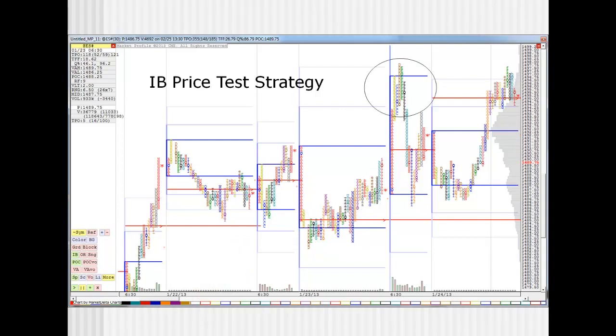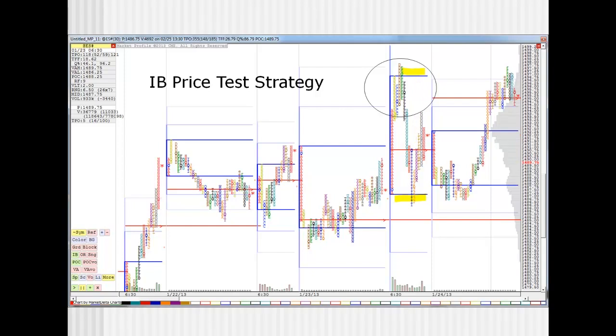Let's continue on. All right, let's continue on with another interesting example here. Let's see what happens with this test. But first, let me point out to you the extent or the range of this initial balance. Notice how wide this range is. That is a very wide range. That's typical usually of what we would call a rotational day, where really we end up seeing prices rotate up and down within that range for the entire day.